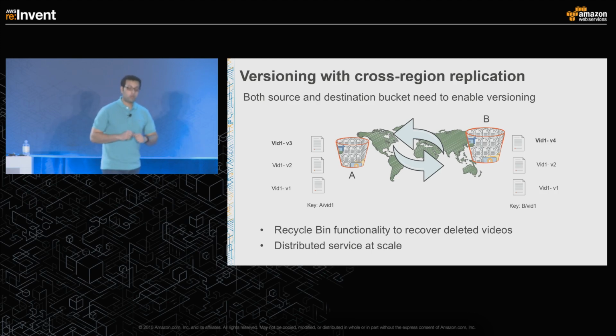So I want both of these buckets to be in the same state. So now I add an object called wid1 version 1 to bucket A. That obviously gets replicated to bucket B. I add an object wid1 version 2 to bucket B. That gets replicated to the first bucket. I mean, it makes sense.